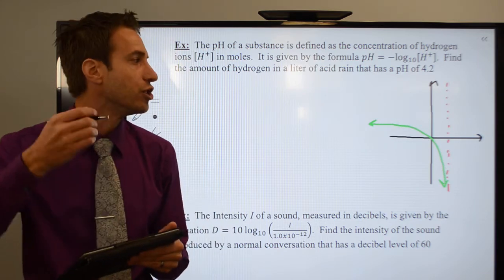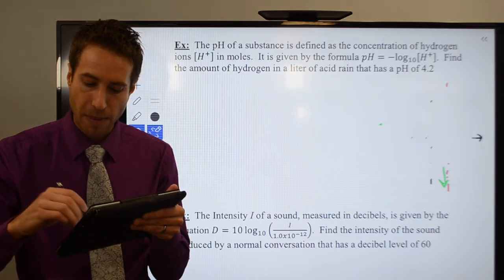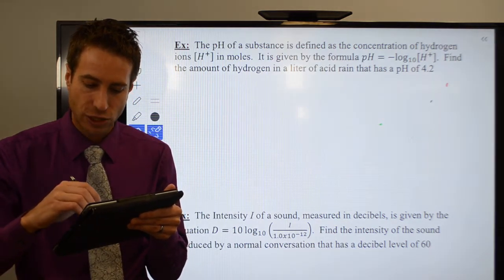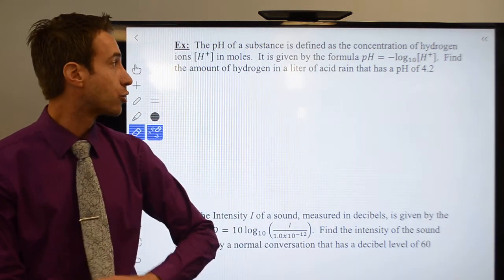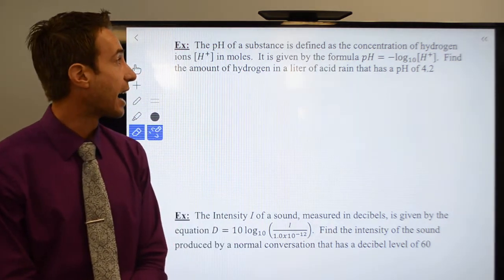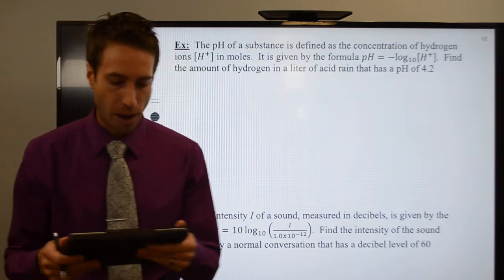So that's what you would generally be doing. However, in this particular example problem, I've given you the pH, and I'm asking you to find out what is the concentration of the hydrogen ion in the solution. So let's go ahead and look at the problem.